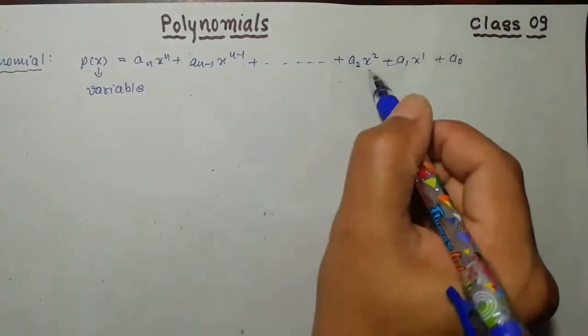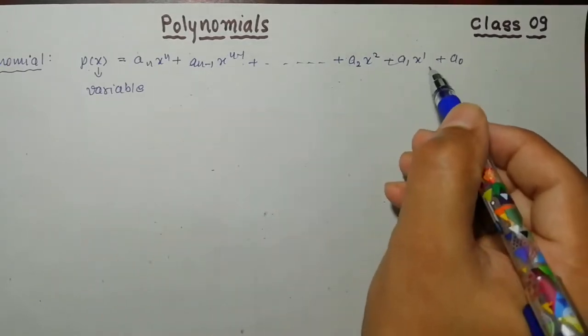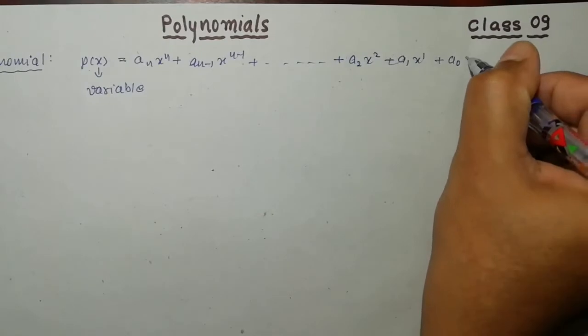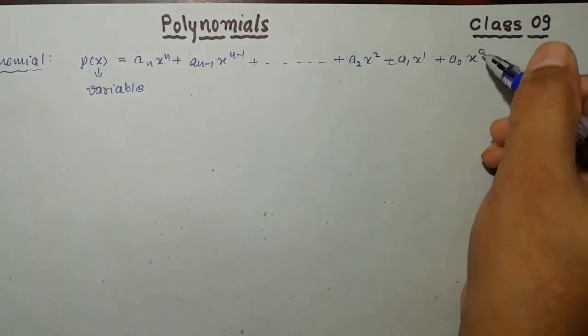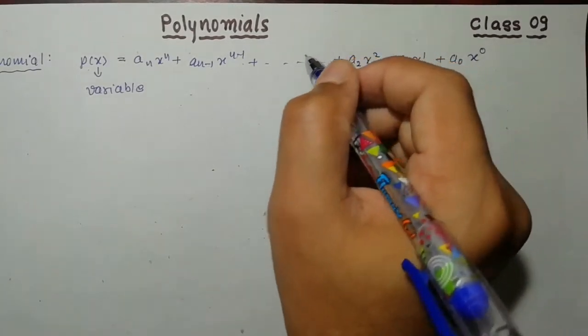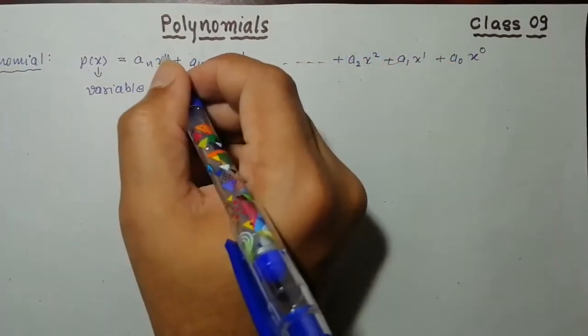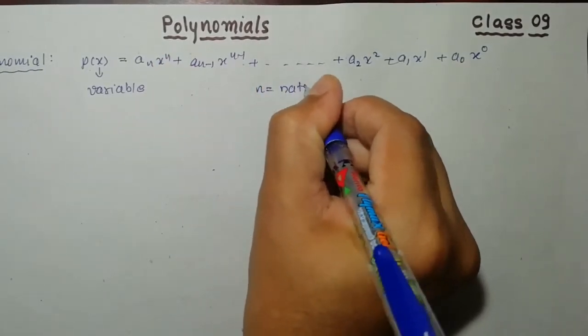Here look at the exponent of the variable in each term. What type of number is it? Here x power 0 is present. X power 0 means 1, so that's why I have not written x power 0 here. X power 0, 1, 2, 3, 4, 5 and so on. Here n minus 1, n. So n is a natural number. Remember this one.